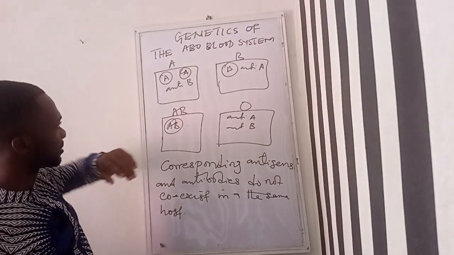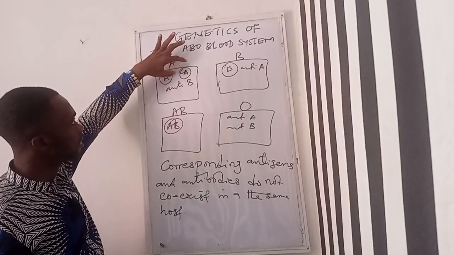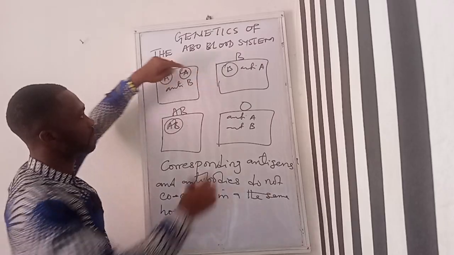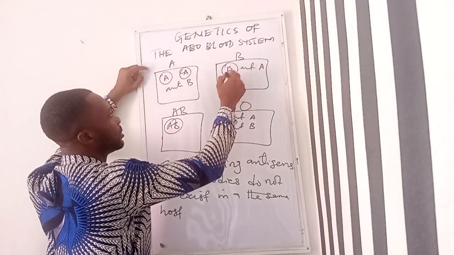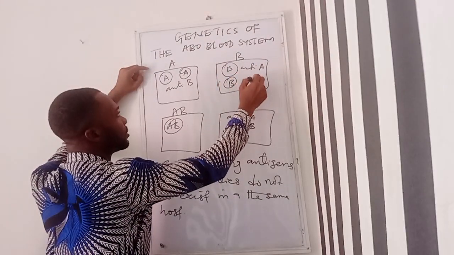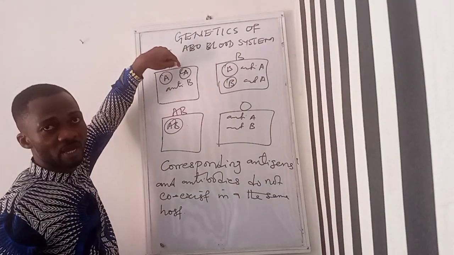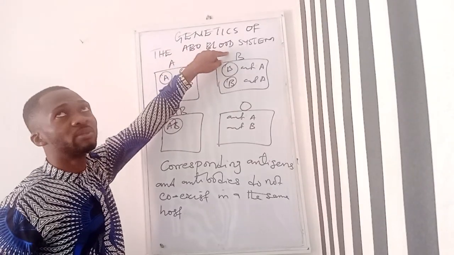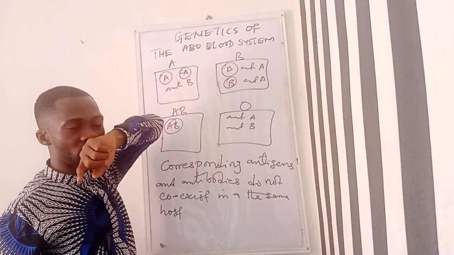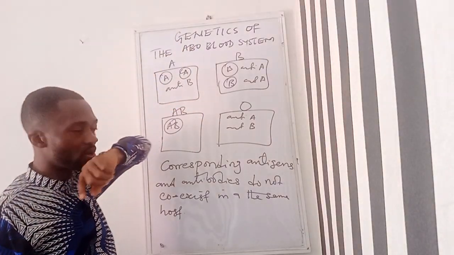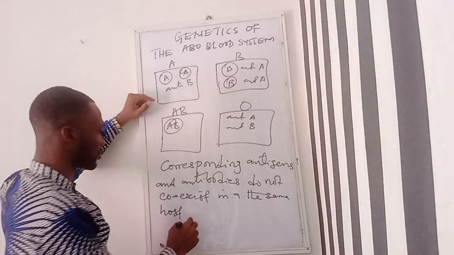So it means that if this person, somebody who has blood type A, donates blood to blood type B, agglutination will occur. Why will agglutination occur?